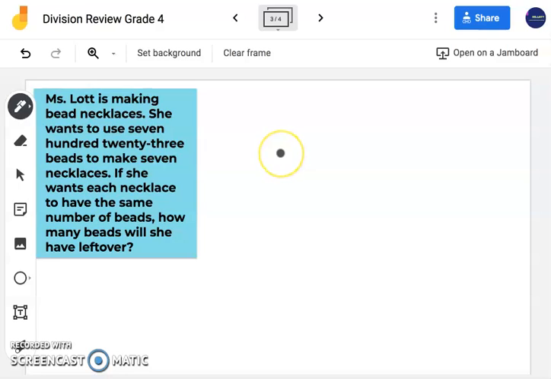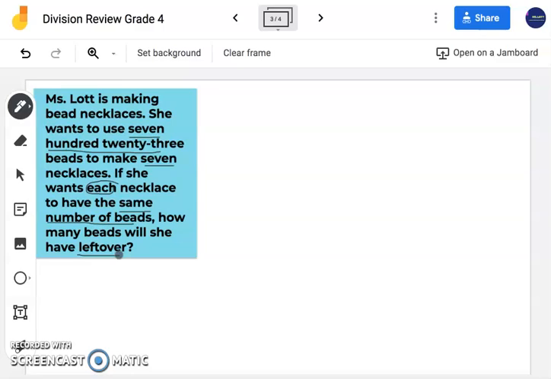Here it says Miss Lott is making bead necklaces. She wants to use 723 beads to make 7 necklaces. If she wants each necklace to have the same number of beads, how many beads will she have left over?